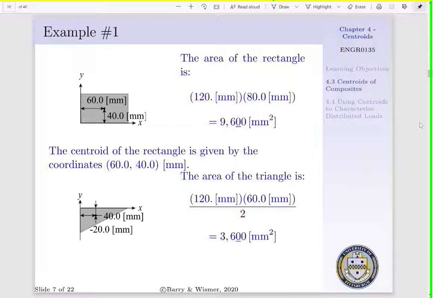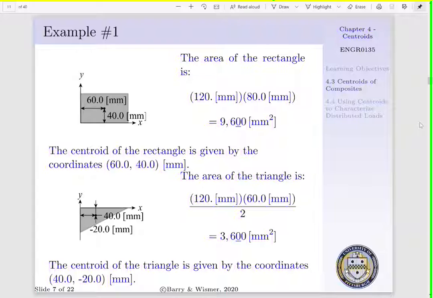1/2 of 120 millimeters times 60 millimeters gives us 3,600. But now our x bar and y bar, which is 1/3 our base and 1/3 our height, is going to be expressed as 40 millimeters and minus 20 millimeters. Notice our y bar is existing below the x-axis, and it'll have a minus sign associated with it.